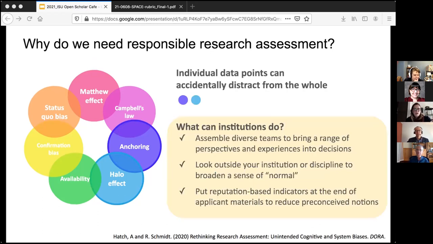So, what can institutions do? Three things that we came up with, I'm sure there are others. One, assemble diverse teams to bring a range of perspectives and experiences into decisions. Second, you can look outside your institutions or discipline to broaden what your sense of normal looks like. And three, put reputation-based indicators at the end of application materials to reduce preconceived notions. And this really is a risk mitigation strategy.